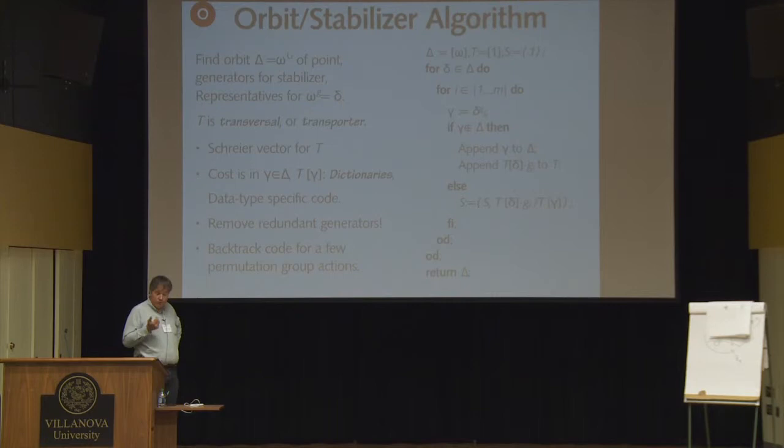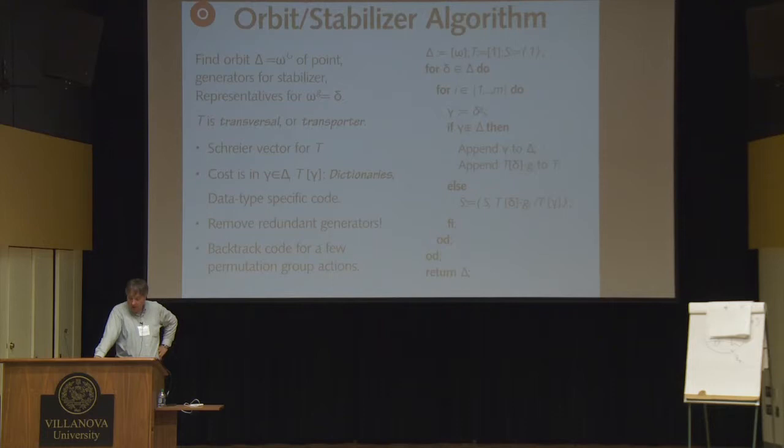On the way, we can do two extra things. We can calculate a transversal or a set of transporter elements. This is this set T. And basically, how do we calculate this? We just keep track of how we got a new element. When we get a new image, here in this case this image gamma, as image of an old element under a generator, we record that the element which got us little delta times this generator will give us little gamma. So one can get this basically for free.